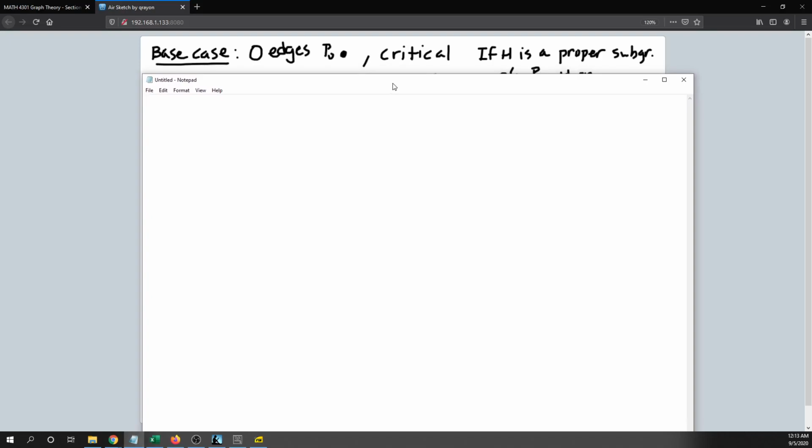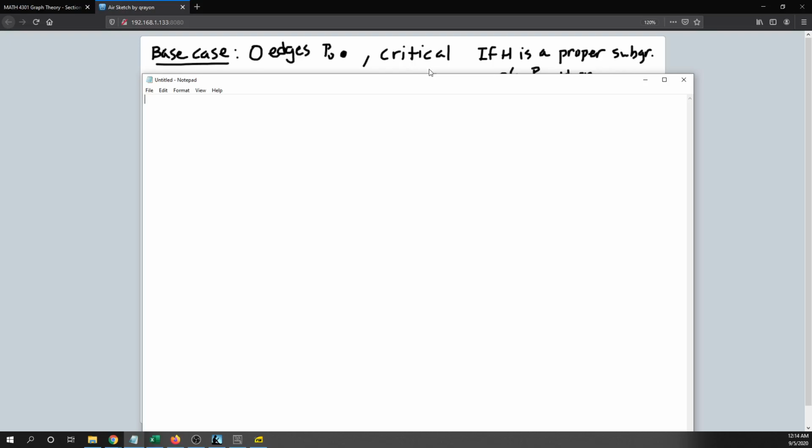Okay, so first off, we are going to prove this by induction on the number of edges that the graph has. Okay. All right. And so first off, starting with 0 edges, that's our base case, right? That would be this graph here, P0, also K1, whatever you want to call it. A graph that has one vertex, right, and no edges. And that is a critical graph itself, right?